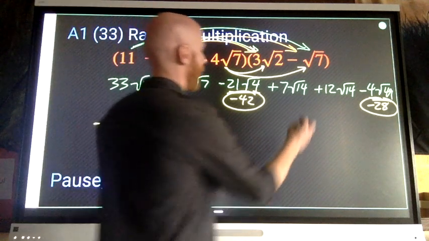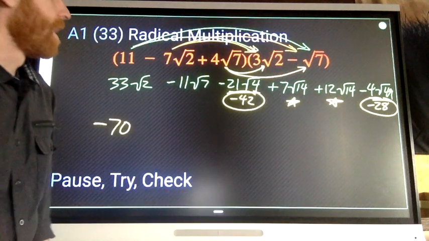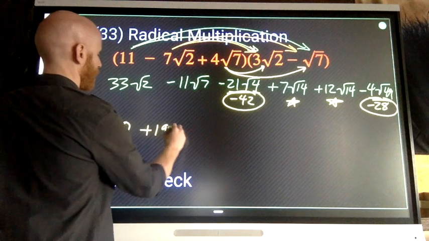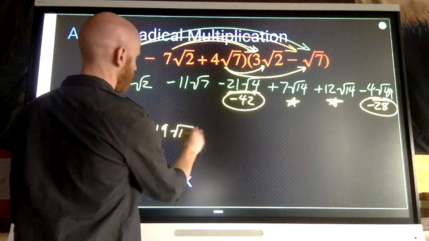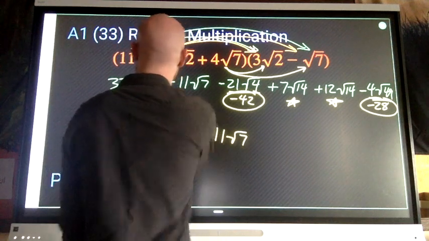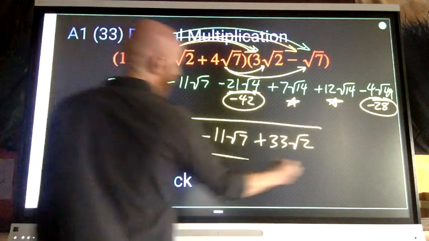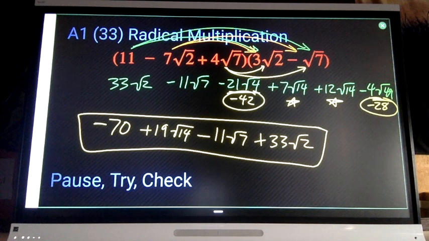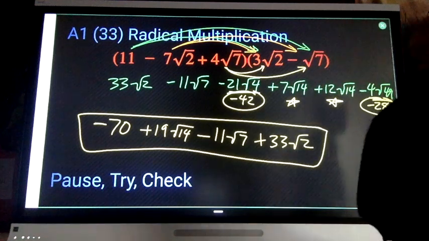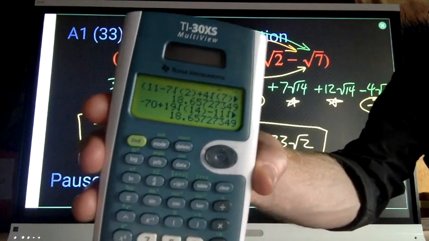Okay. Plus 19 square root of 14 minus 11 square root of 7 plus 33 square root of 2. All right, can't combine any of those things together, so that's the final answer. All right, double checking that they match.